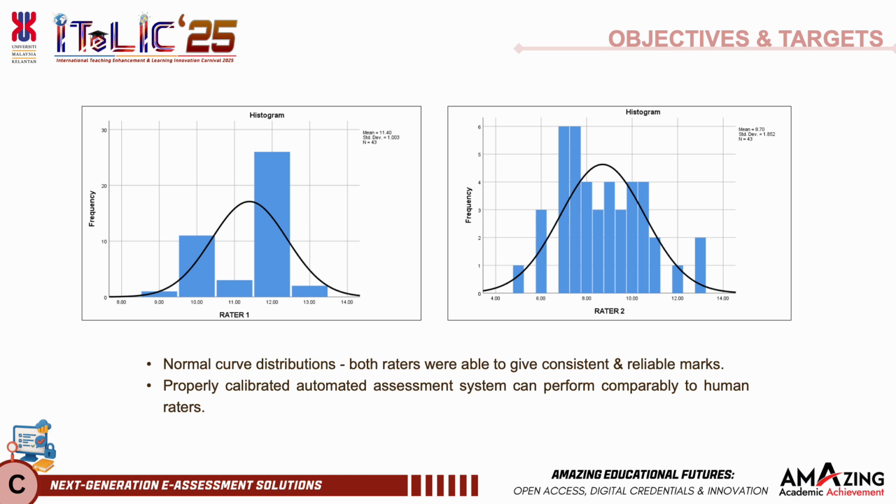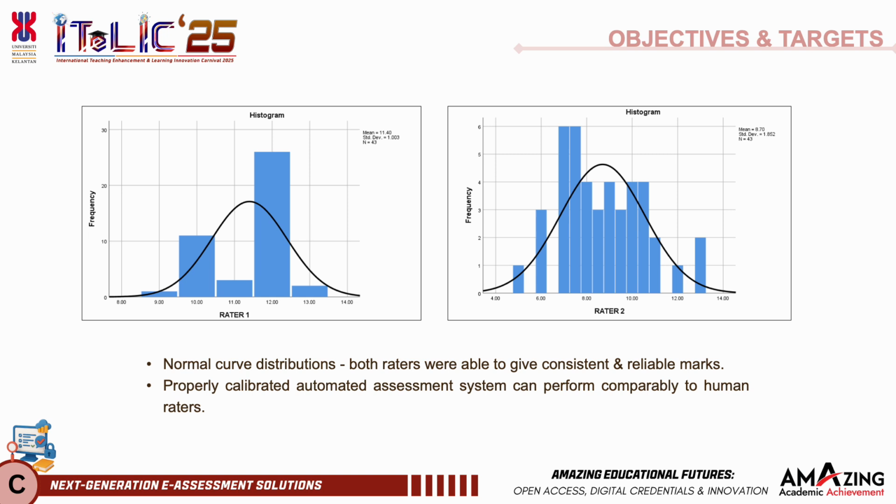Now, looking at these two histograms on the slide, even though the dispersion of rater 2 is more than rater 1, we can safely point out that both raters have a normal curve for marks distribution, suggesting that both raters, the machine as well as the human evaluator, are able to give marks which are consistent and reliable.